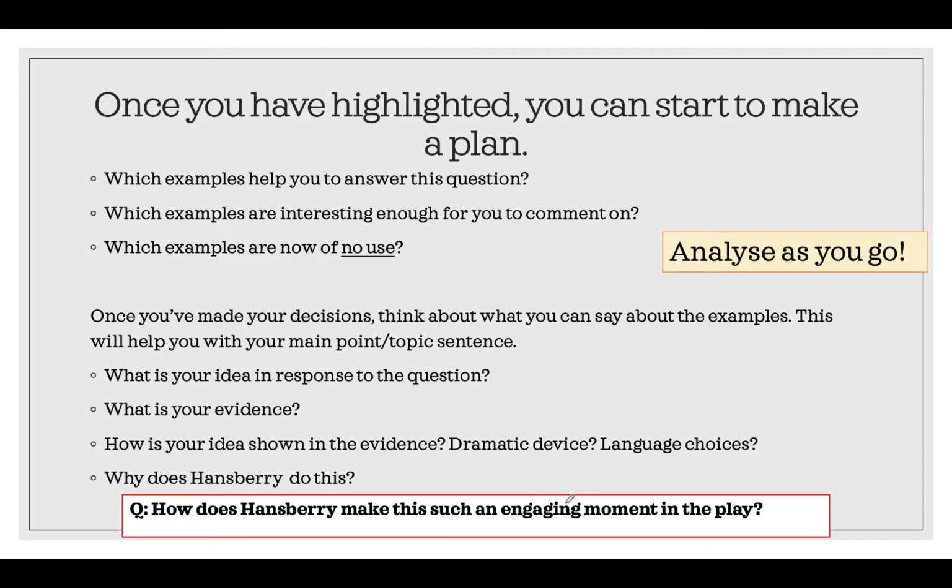Is it the relationships that we see? Or is it the way that characters respond to each other? Or is it the entrances and the exits? What is your evidence in response? This is what you've highlighted and hopefully annotated. How is your idea shown in the evidence? This is where we want to be talking about dramatic devices, the methods that Hansberry uses, the language choices, and then also, like I've mentioned, why. Why does Hansberry do this? Why does she use this?